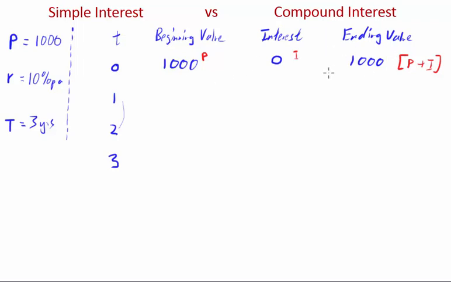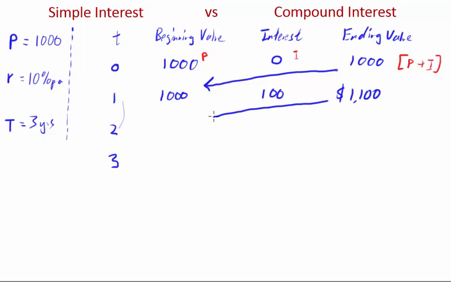Your ending value for t equals 0 is essentially your beginning value for t equals 1, because it carries forward. And now at t equals 1, this is basically where your first year ends. So you have moved through a year with 1,000, and therefore you have earned 10% on that 1,000, being $100 worth of interest. Your ending value is p plus I, which is 1,000 plus 100, which is 1,100. Now, this carries forward. 1,100. Same thing, 10% of this, 110. Add these two together, 1,210.